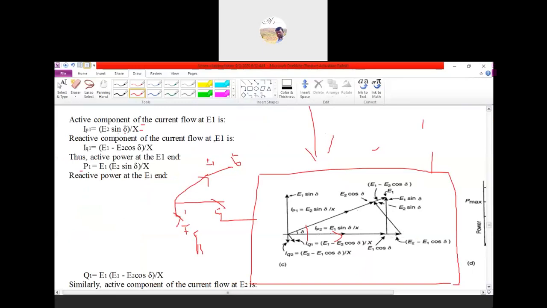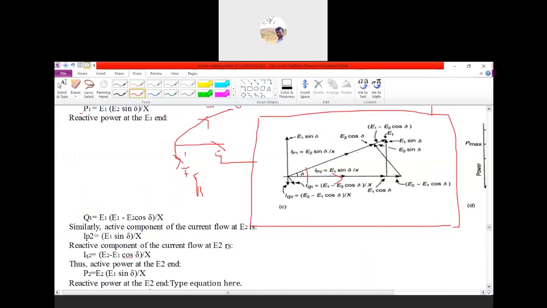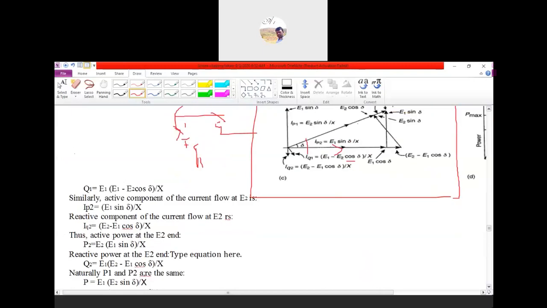We are considering E1, E1 into IP1, and whenever we have the IP, that is E1.